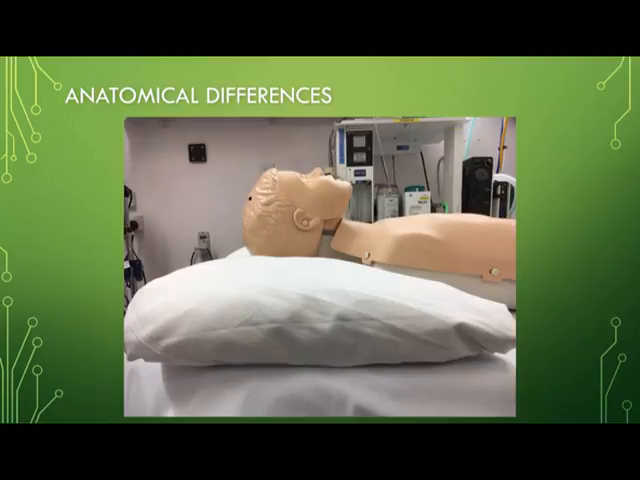In the child, the pillow can be placed beneath the head and shoulders to provide a slight ramped position, as shown here. In the adult, the pillow should be placed beneath the shoulders to provide neck flexion and head extension, as you would expect in an adult patient.